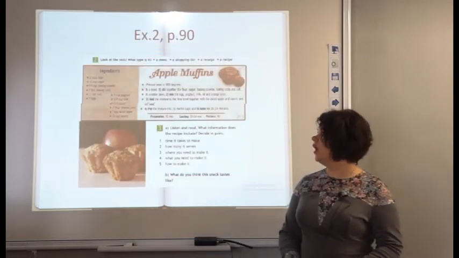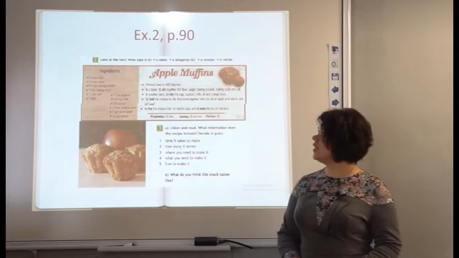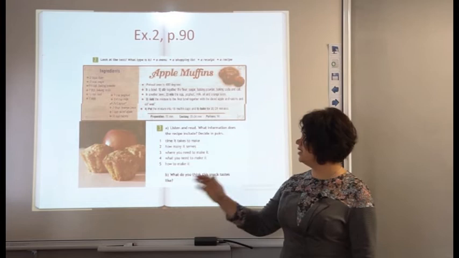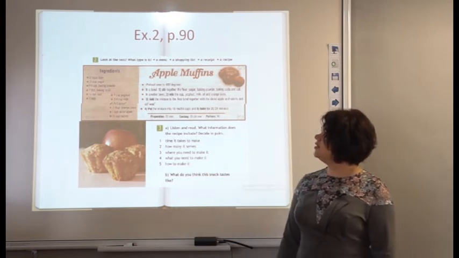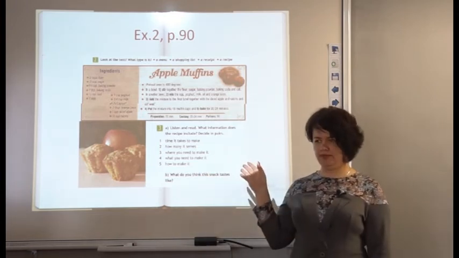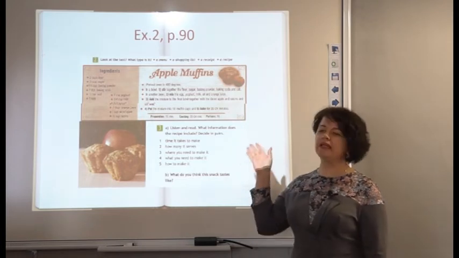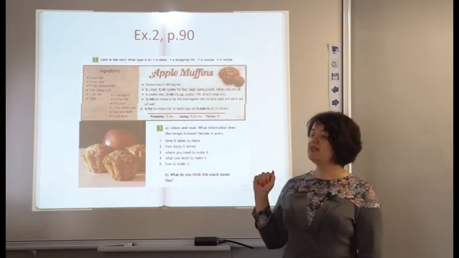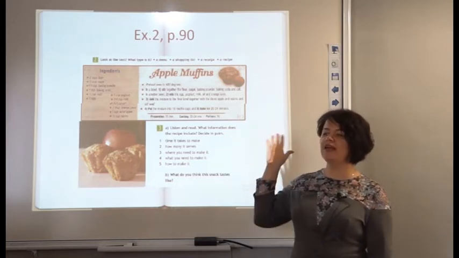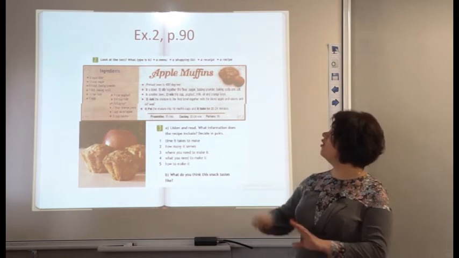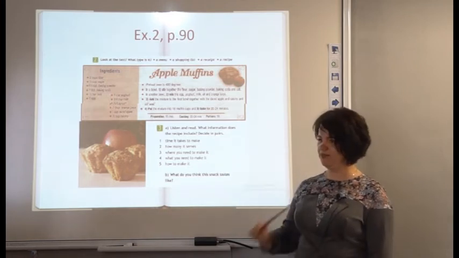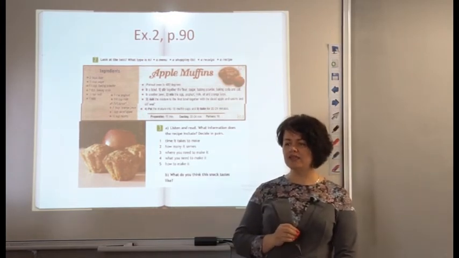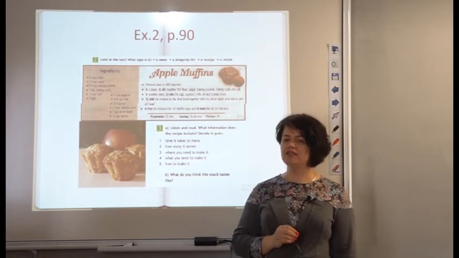Now then, find in your textbooks exercise 2, page 90. So look at this text and answer the question, what type is it? A menu, a shopping list, a receipt, or a recipe? So yes, you are quite right, it is a recipe. It is a recipe of apple muffins. Now your task is to listen to the text and complete the table.